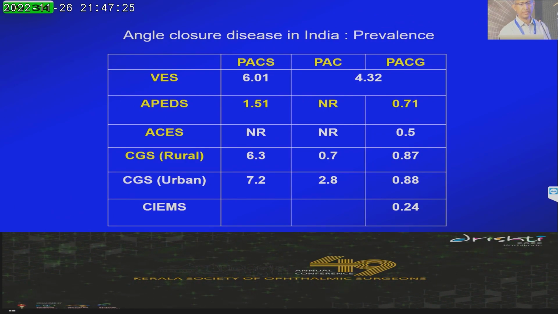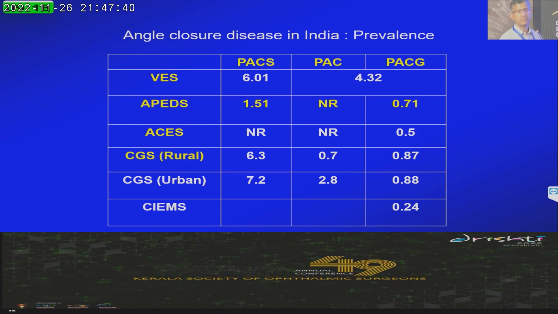So if you look at the prevalence of angle closure disease, you can see huge variations in the number of PACS that have been reported. If you look at PAC and PACG, those numbers also change. And there are reasons for this, and part of the reason is because between the VES and the other studies, the definitions of angle closure disease changed.